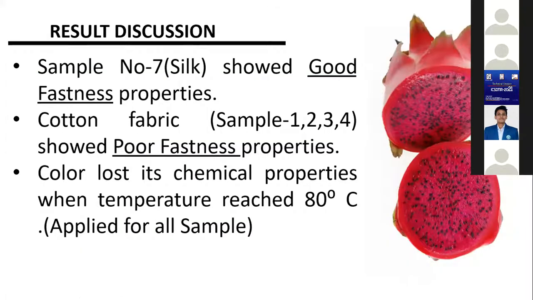If we discuss the results, sample number 7, which is silk, shows good washing properties. It was treated at 70 degrees Celsius for 30 minutes. Cotton fabric shows poor fastness properties for all tests. Also, we see that color loss, a chemical change, occurs when the temperature reaches 80 degrees Celsius. So we can say that the color compound is very temperature sensitive.